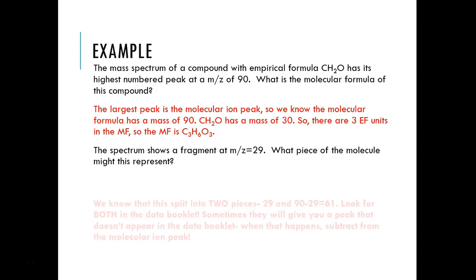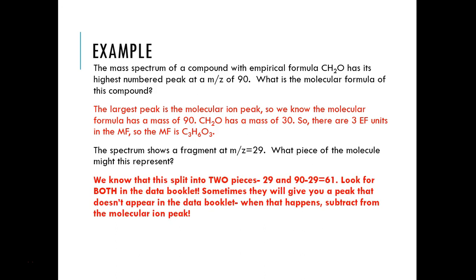Okay, so one thing that's really important to take into account here is we know that if we have a peak at 29, we probably also have a peak at 61, right? Because that molecular ion, when it split, if it gave you a piece at 29, it also gave you a piece at 61. So look for both in the data booklet. Sometimes they're going to give you a peak in the problem that doesn't appear in the data booklet. So when that happens, subtract from the molecular ion peak and look that one up, if that makes sense. If it doesn't, come ask me.